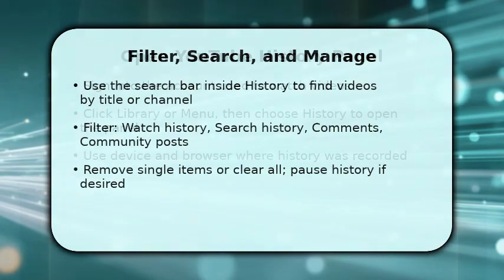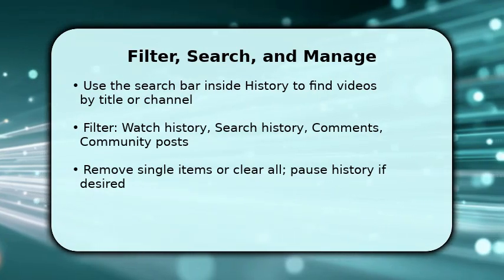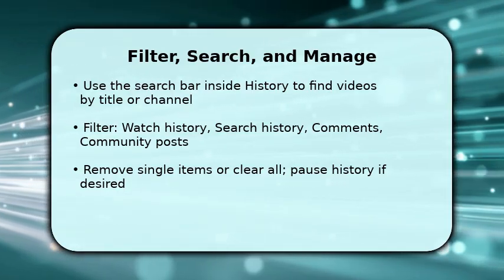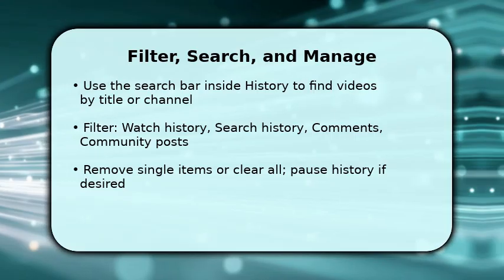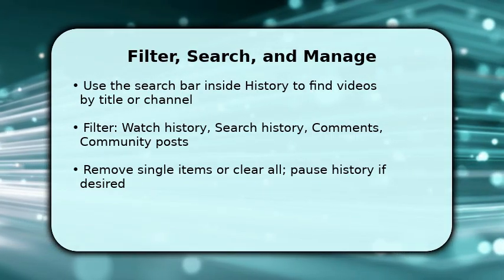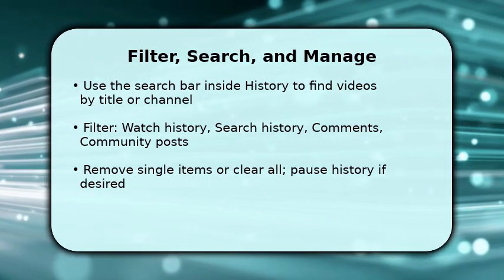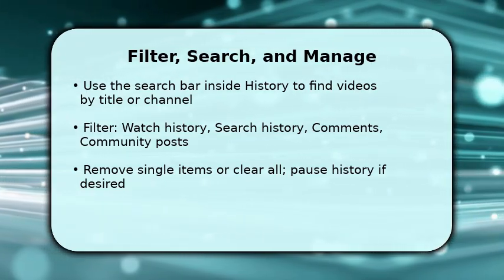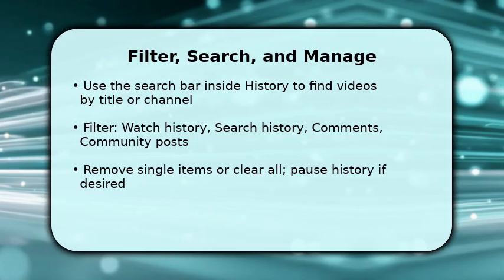Once you're viewing history, use the search box to find videos by title, channel, or keyword. This narrows long lists quickly. Next, use filters to switch between watch history, search history, comments, and community interactions so you can focus on the type you need. To manage entries, click the three dots next to any video to remove it, or choose Clear All Watch History to wipe the list.